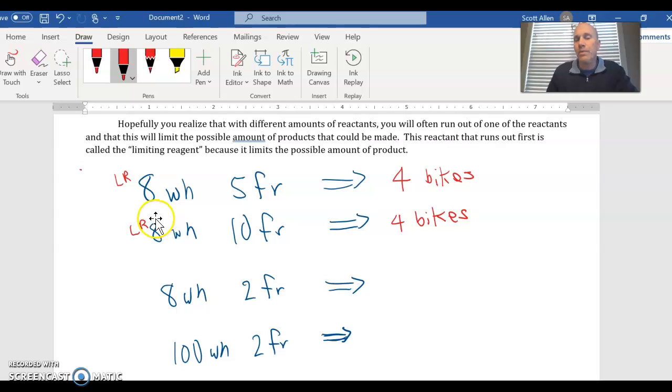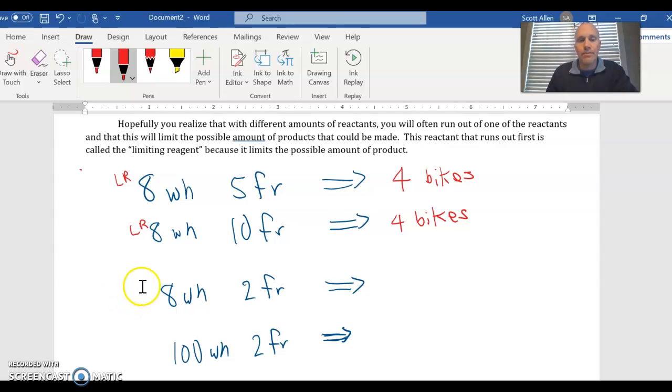Notice that the number of bikes that we could make had nothing to do with the thing that we had left over. We have more than enough frames here. The number of bikes that we could make are only controlled by the limiting reagent.